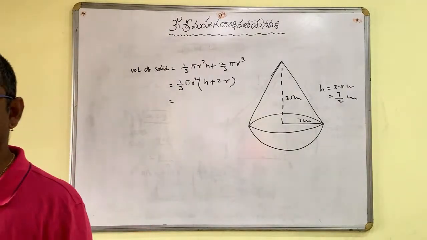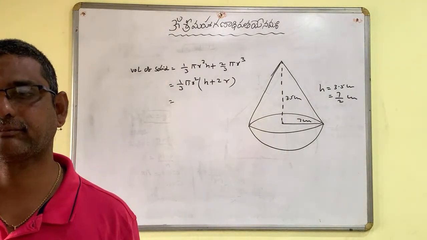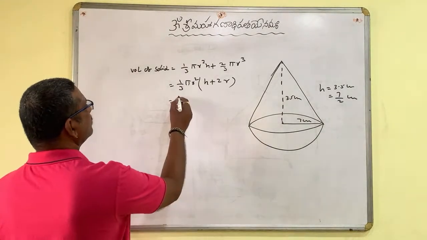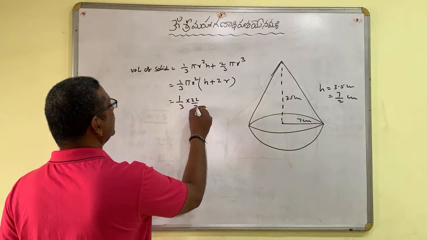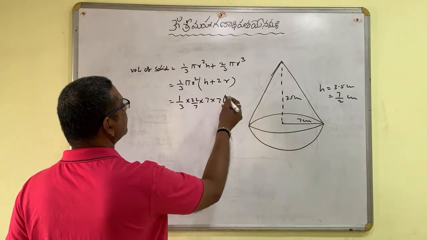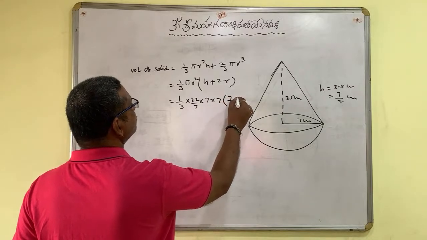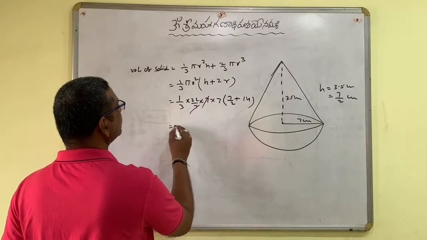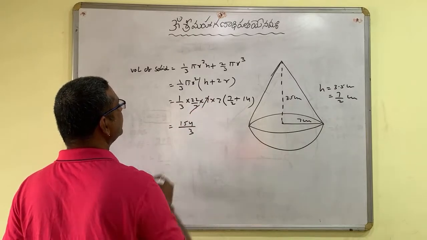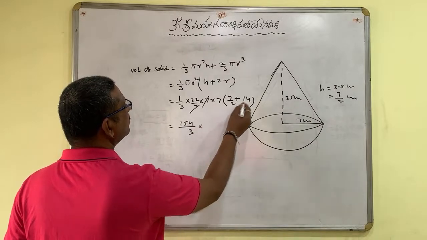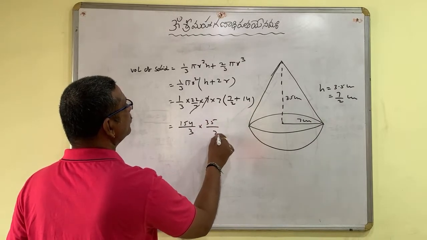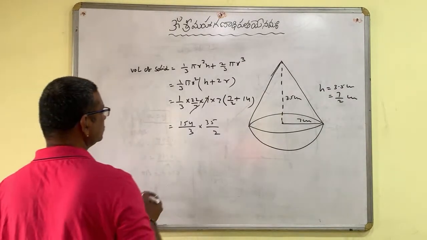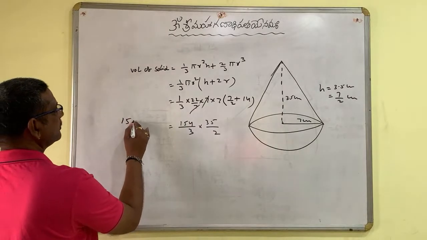897.82 centimeter cube. One third, 22/7, 7 into 7 plus 7/2 plus 14. 7 get cancelled. 154/3 into 35/2. Now multiplication, even you can use here Vedic mathematics.